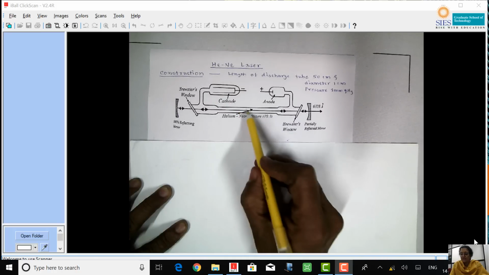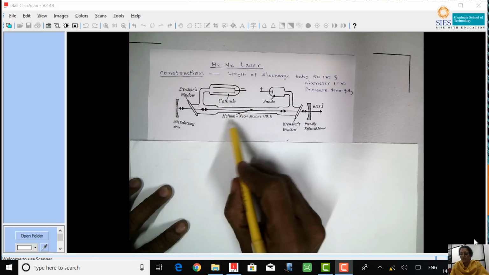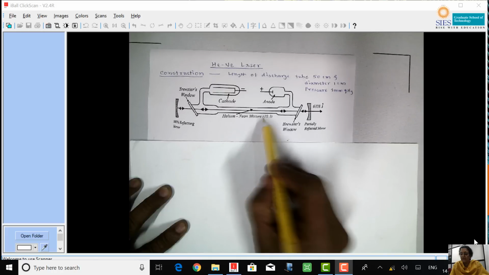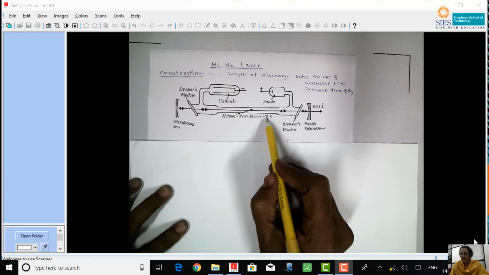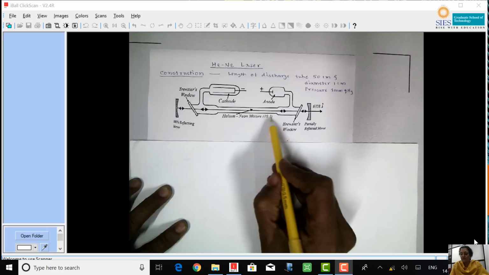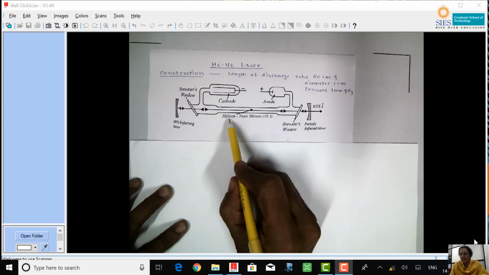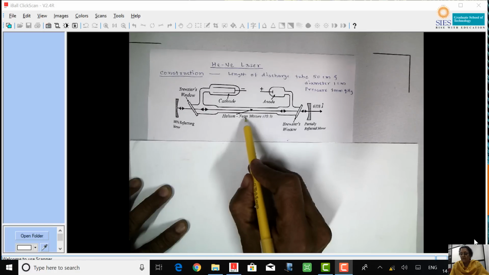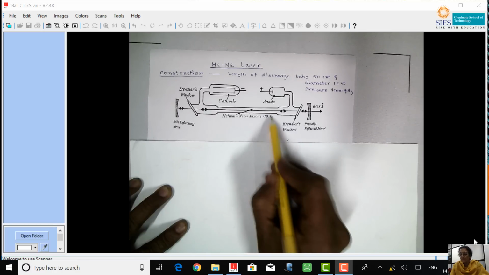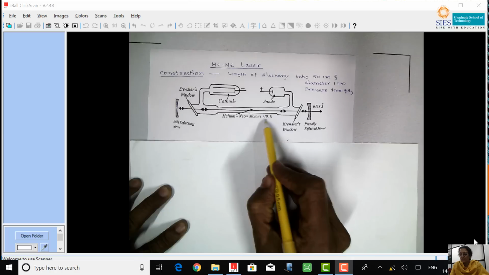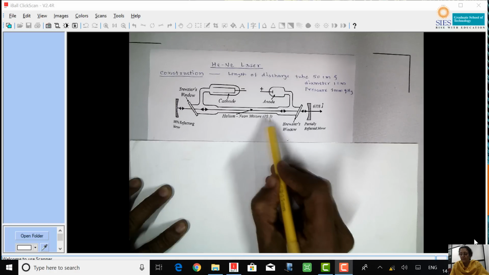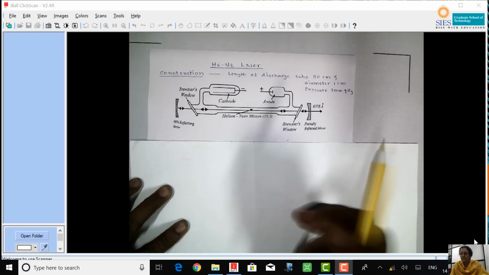Now inside this tube there is a mixture of helium and neon atoms and it is in the proportion 10:1. That is, for 10 helium atoms there is 1 neon atom, and there is purpose for this mixture also, the fixed proportion, that also I will explain later.